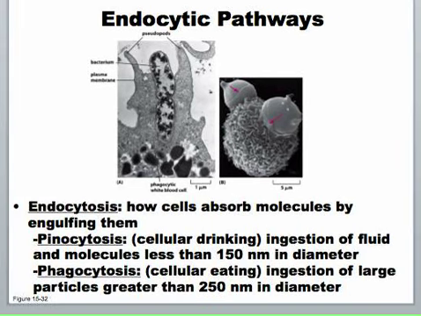And we're going to talk briefly about endocytosis now. With endocytosis, this is how cells are going to absorb molecules by engulfing them. And we can break endocytosis down into two different components. There's pinocytosis, pino meaning very small, which literally translates into cellular drinking. And this is the ingestion of food and molecules that are less than 150 nanometers in diameter. So cells continuously undergo pinocytosis. This is how they sample their extracellular environment.